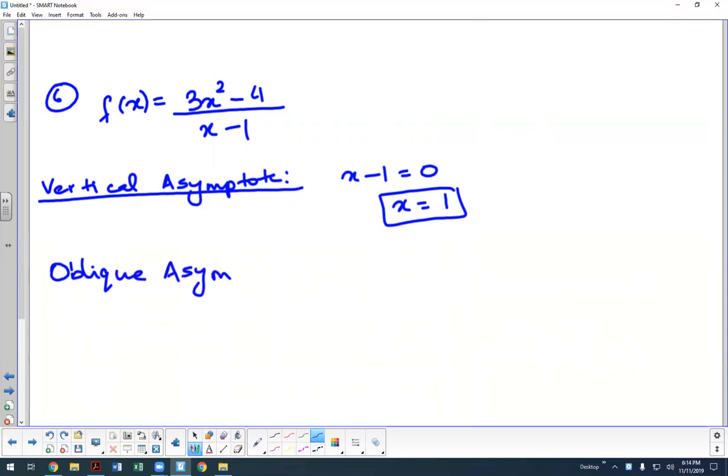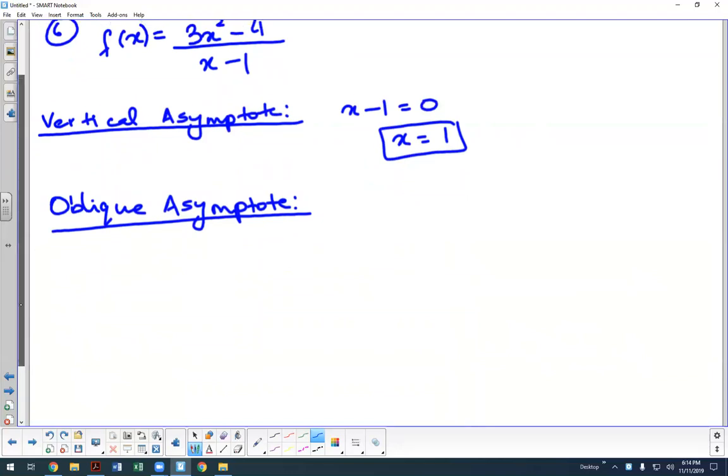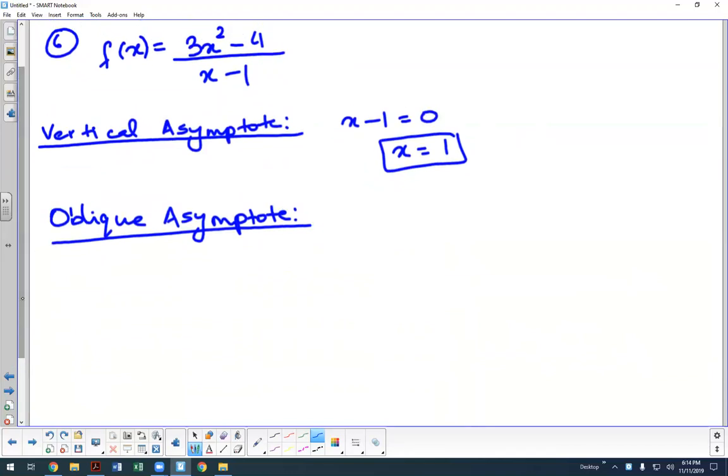Now remember, for oblique asymptote, you can use long division. So let's see how long division works out for this guy. We've got x minus 1 as the divisor. We've got 3x squared. You'll notice we're missing the x term, so I'm actually going to leave some space for the x term and then put my minus 4. So just keep a little bit of a blank space for that x term where it should be.